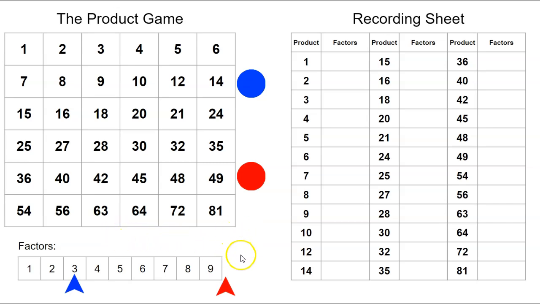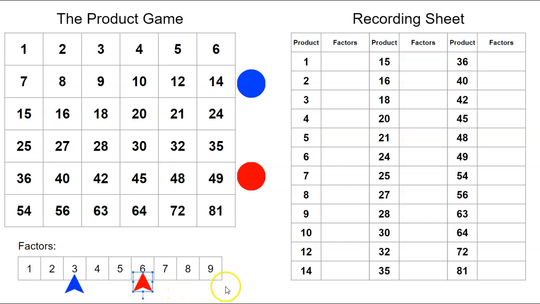Then, player 2, in this case the red player, moves the other arrow on any number in the factor list, including the same number that was marked by player 1, in this case 3, and says to his or her partner, I'm placing my arrow on the factor blank. In this case, an example might be, I'm placing my arrow on the factor 6.